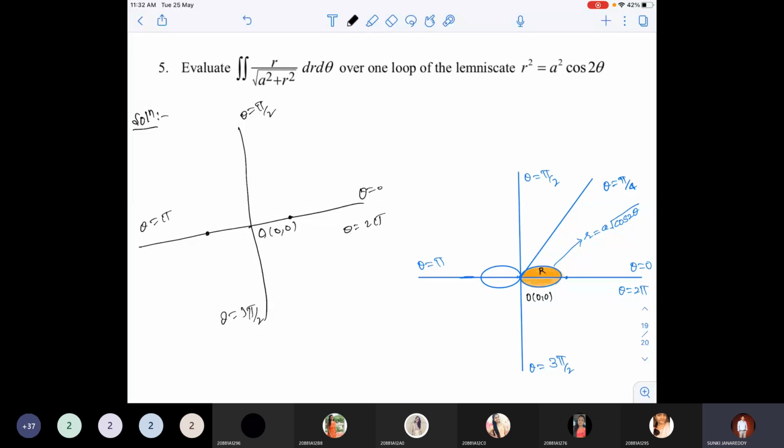Next I am taking here theta is equal to pi by 4. Theta is equal to pi by 4, what do we get there? Theta is equal to pi by 4 line it is, right? Here theta is equal to pi by 4, what can we get here? R is equal to 0 you can get. R is equal to 0. Okay, here you can draw this one.